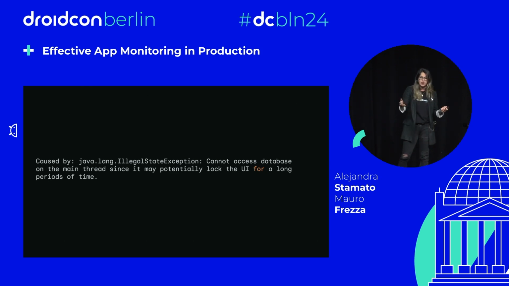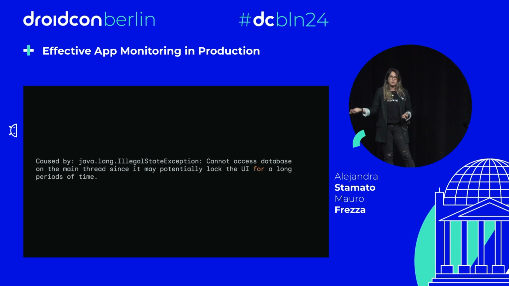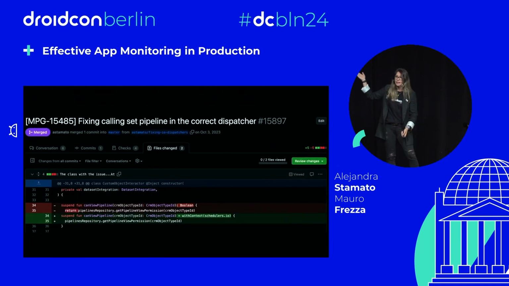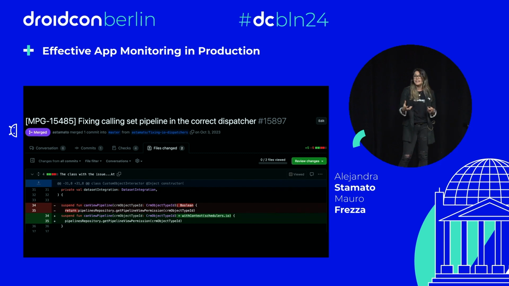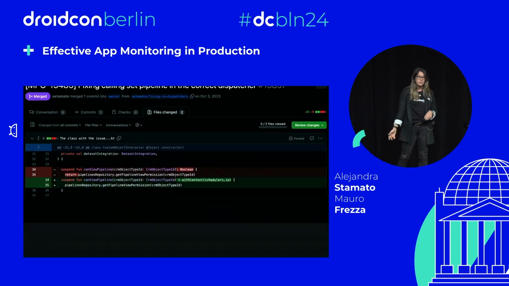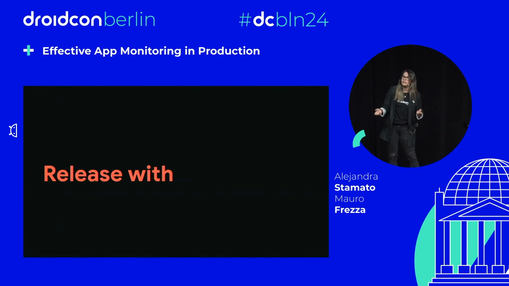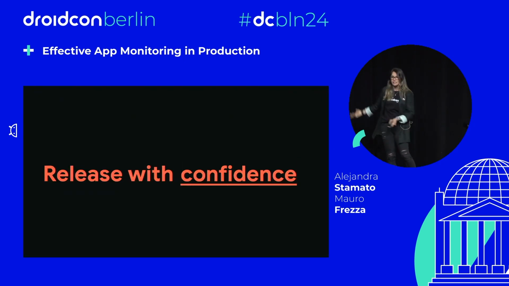The error was: cannot access database on the main thread. So you would think that, oh, this is pretty straightforward to fix. And actually the fix was a line of code changing to the correct dispatcher. But we realized that we weren't testing for that particular branch in a succession of ifs and a succession of conditions. And this is what we mean when we say that we are able to release with confidence by having visibility of the system.